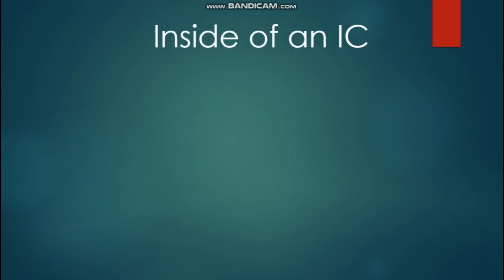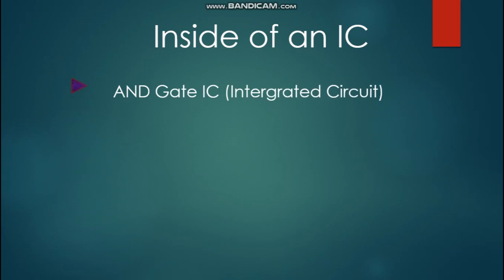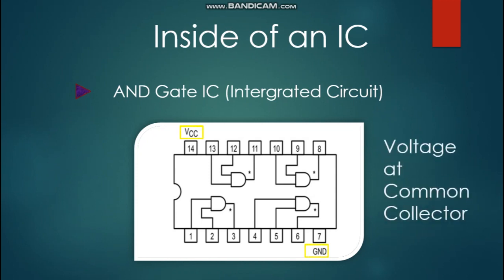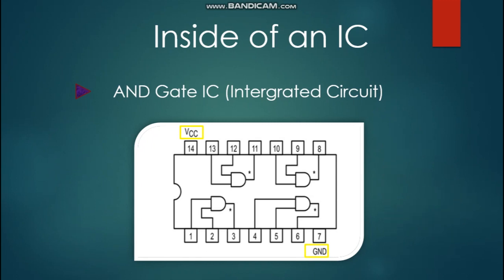Now let's discuss the inside of an IC, either it is an AND or XOR gate IC. Both have almost similar structure from inside, except they have their respective gates, which means an AND gate IC consists of AND gates and XOR IC must contain XOR gates. The point to notice is that each IC has a VCC and a ground. VCC stands for voltage at common collector, which means it supplies all the necessary power to the IC, while ground is a reference point for measuring voltages.